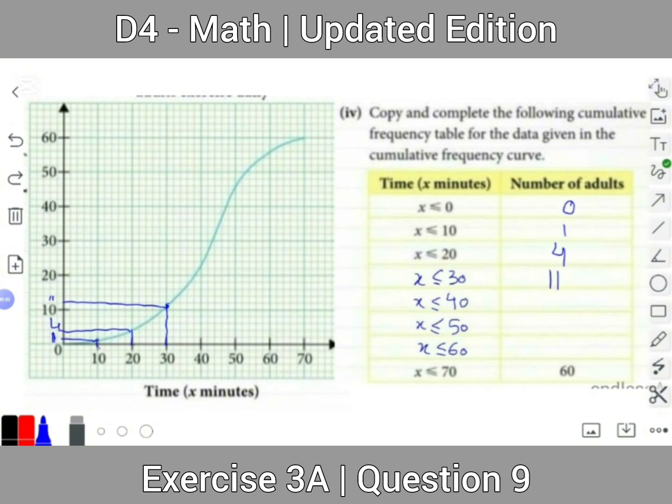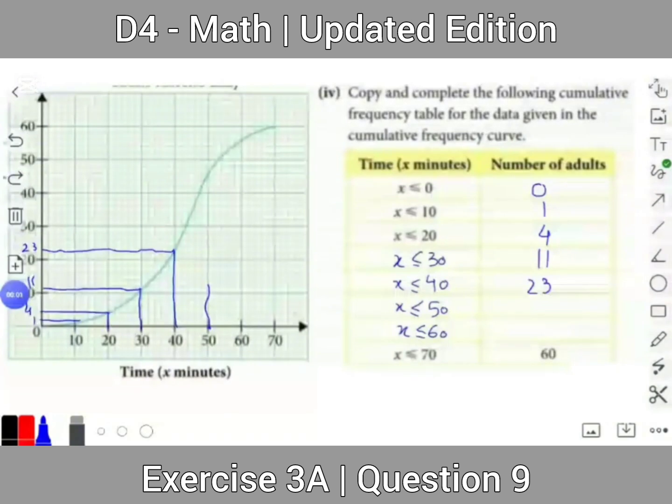And now for 40, we will draw another vertical line until it intersects the curve. Now from the point of intersection on the curve, we will draw a horizontal line until it cuts the vertical axis. So here we have 22. The frequency for x less than or equal to 40 is 22. Now here we have the reading of 23. So the number of adults for the time x less than or equal to 40 is 23.